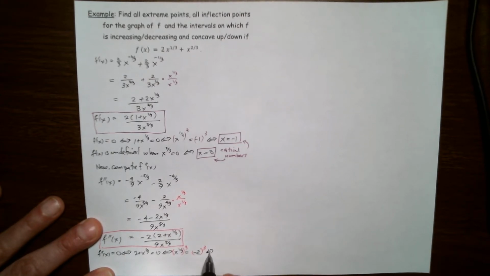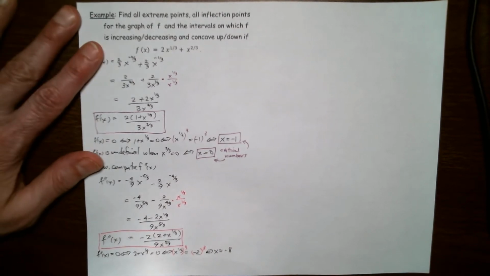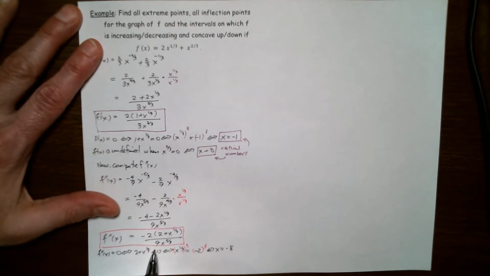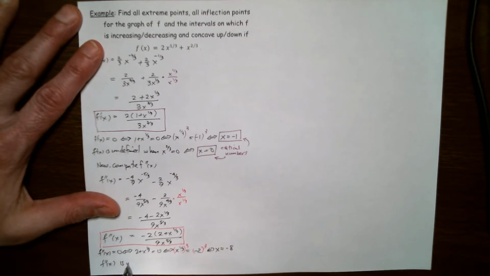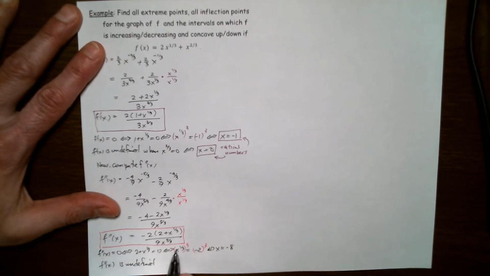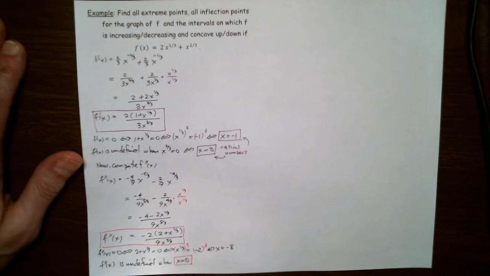Okay, so minus 8 makes the second derivative equal to 0. And notice that the second derivative would be undefined whenever the denominator is 0. So x to the 5/3 will be 0 only when x equals 0. So just like the first derivative was undefined at x equals 0, of course the second derivative is undefined at 0.